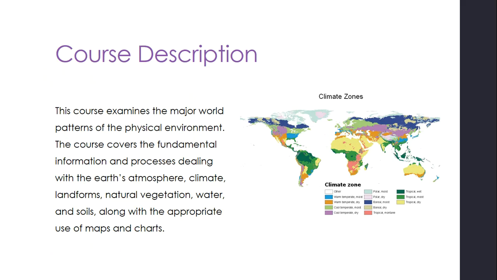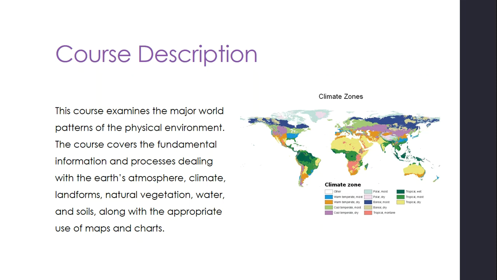So, the course description from the Miramar College catalog. This course examines the major world patterns of the physical environment. This course covers the fundamental information and processes dealing with the Earth's atmosphere, climate, landforms, natural vegetation, water, and soils, along with the appropriate use of maps and charts. So we are going to cover all of those things over this short 8-week course.